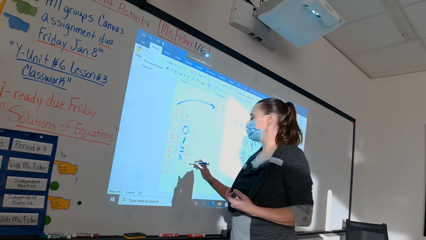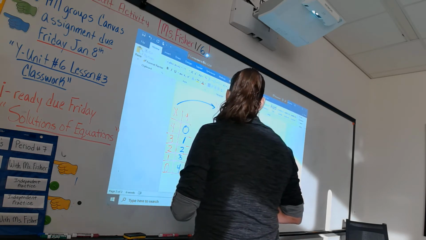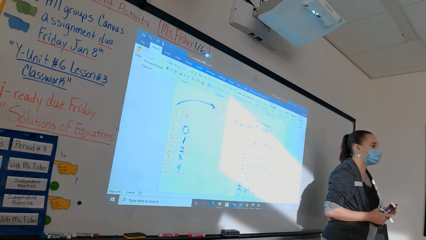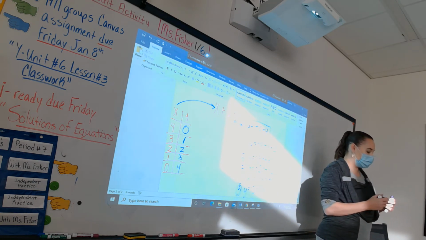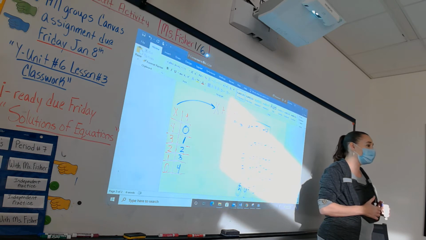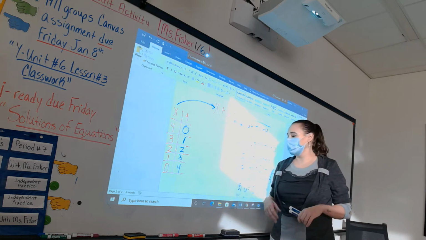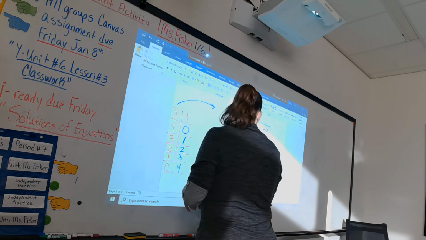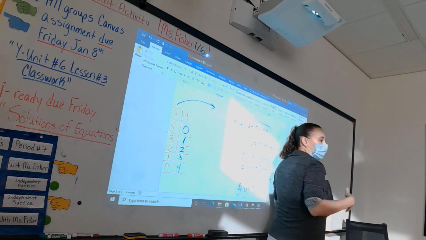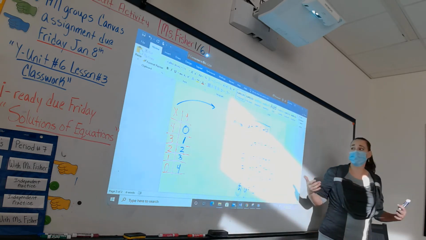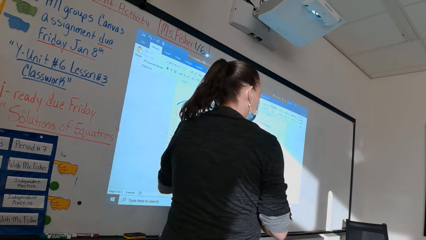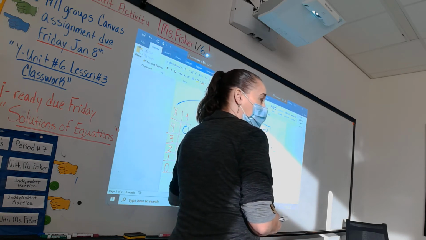Okay? Perfect. So this is how you create an input and output chart. On your quiz that is probably going to be next Friday, you will be asked to create an input-output chart. You will be given an algebraic equation. It will not look like this. It will look like something where it says y equals x plus something. You'll be given all of your x values, and you'll be asked to find your y.